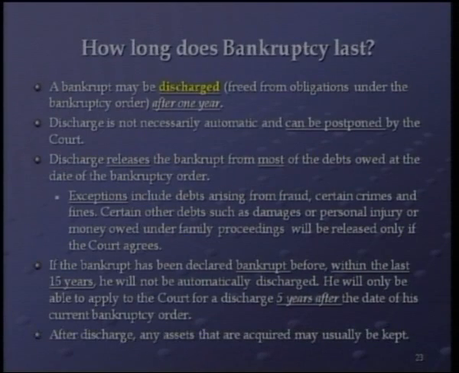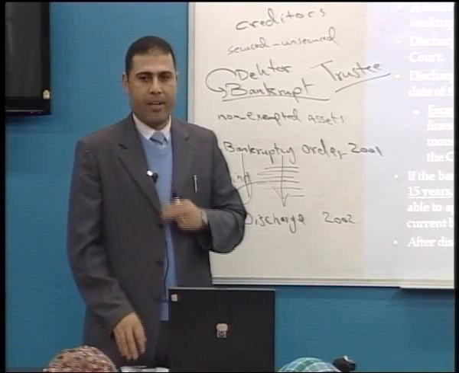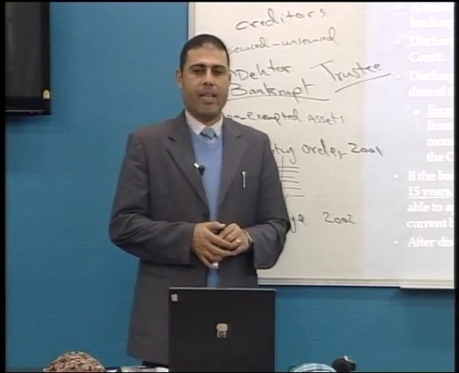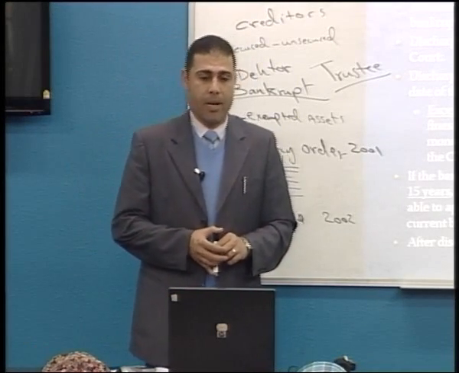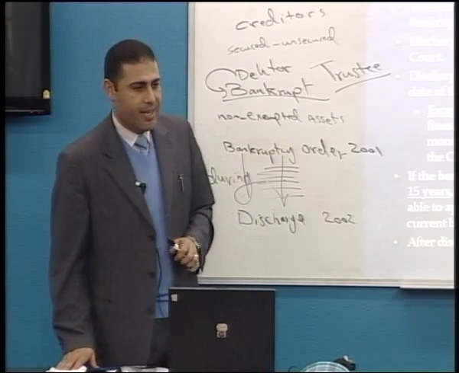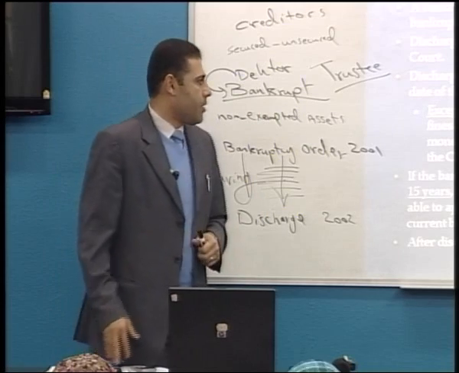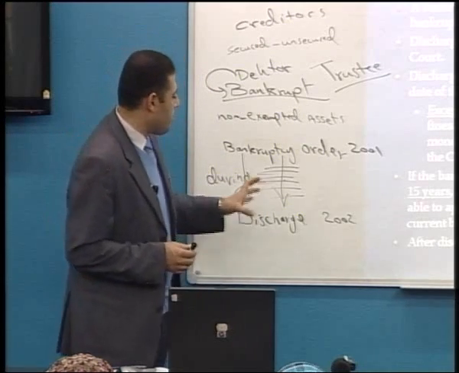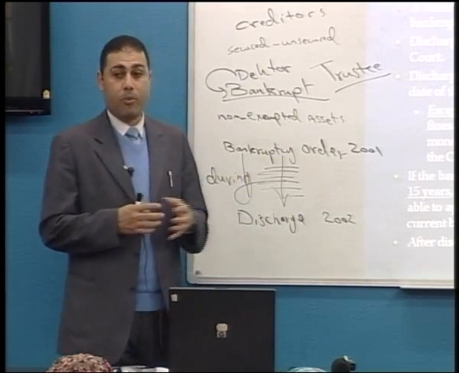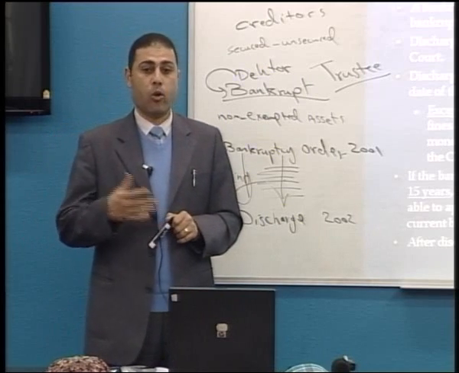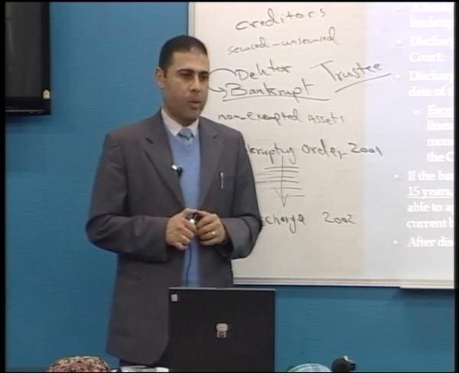How long would it take to have a discharge? From bankruptcy order to discharge, how many years? Minimum, as I said before, in the UK, this can take 1 year. Sometimes this period of time can be extended up to 10 years. Maybe more, maybe less, based on the situations.